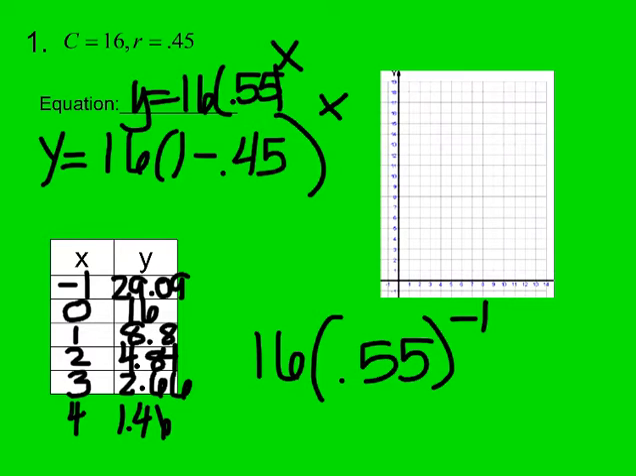So now we're going to graph that. So -1 going up 29. Well, 29 is off our graph, so I can't graph that point. Then we're going over 0 up 16, so I'm going to plot that point. Then we're going over 1 up 8.8, so we're going almost all the way to 9. And then we're going over 2 up 4.84, so we're going almost all the way to 5. And then over 3 up 2.66, so that's just over halfway to 3. And then over 4 up 1.46, so that's going to be 1.5.